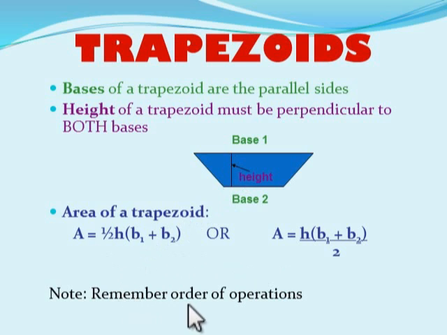And it's important that you do remember your order of operations. You have to add the bases together first before you multiply by your height and divide by 2 or multiply by a half. Okay, so a little bit more complicated than our area formulas so far, but not too bad.